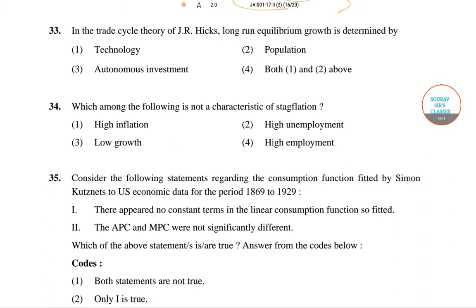Now I'll go to question number 33. In question number 33 it is given, in the trade cycle theory of J.R. Hicks, long run equilibrium growth is determined by, and 4 options are given. According to the trade cycle theory of J.R. Hicks, the long run equilibrium growth is determined by, out of which the right answer would be option 3, that is autonomous investment.